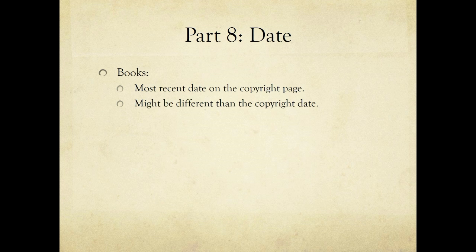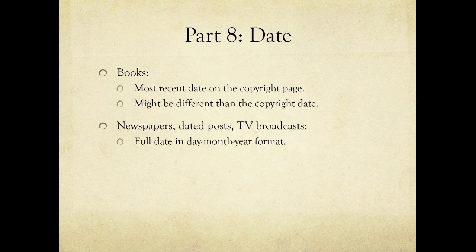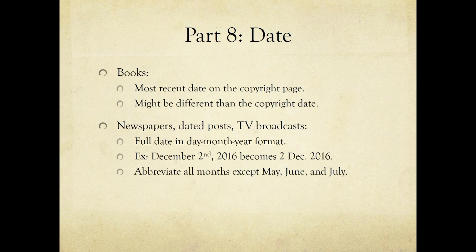Now, for newspaper articles, dated website posts, television broadcasts, and those sorts of things, you need to put the full date in there, and that's going to be in day, month, year format. So, for example, if you've got a newspaper article from December 2nd, 2016, you need to list it as 2 space DEC period space 2016. We abbreviate all of the months except for May, June, and July because they're fairly short. But the rest of them, abbreviate them down typically to 3 letters plus the period.